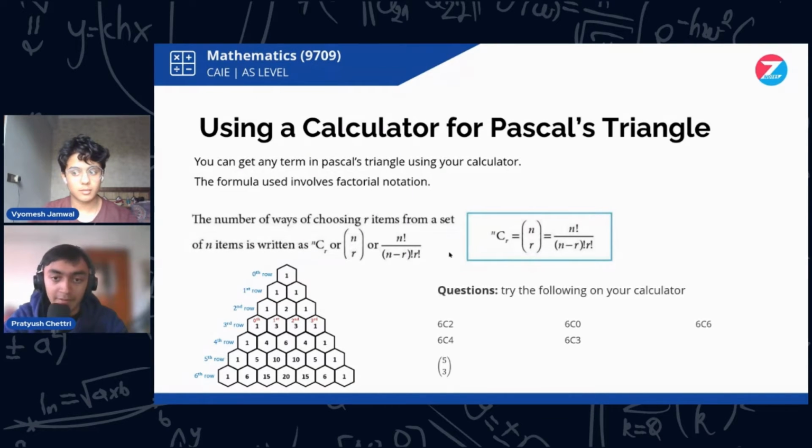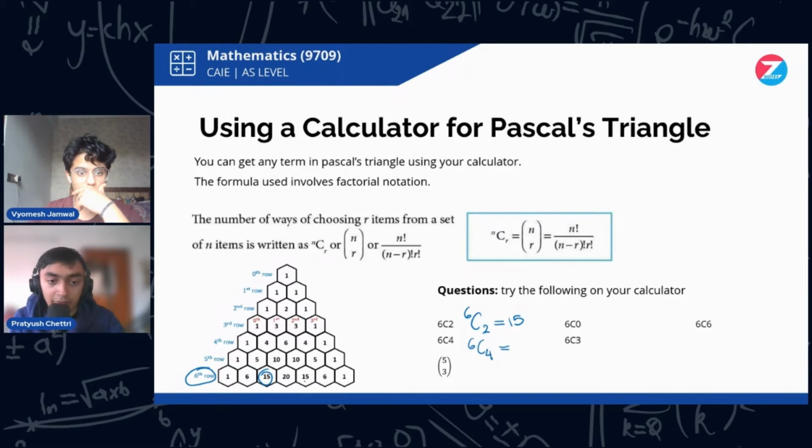And what I would type, let's try some of these. If I try 6C2, I would type 6, shift, press the nCr button, press 2, and that would give me 15. What this corresponds to on Pascal's triangle is the 6th row, which starts at 0, by the way: 0, 1, 2, 15. Now let's do 6C4. Then it also goes 0, 1, 2, 3, 4. That is also 15.